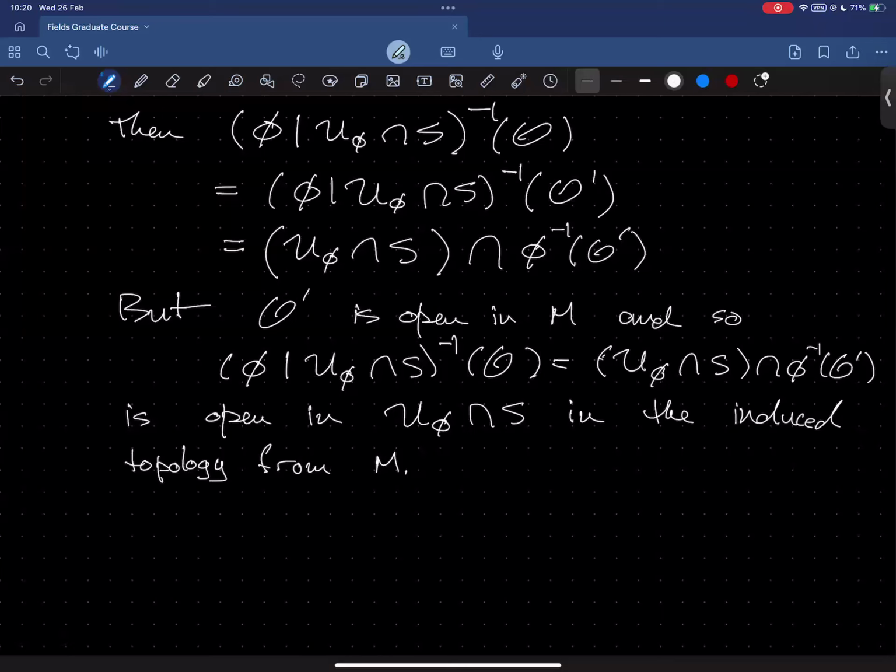It's all just because phi is continuous, and the definition of the induced topology is that the open sets in the induced topology are intersections of open sets in the larger space. All right, so very simple, but notationally it's heavy.